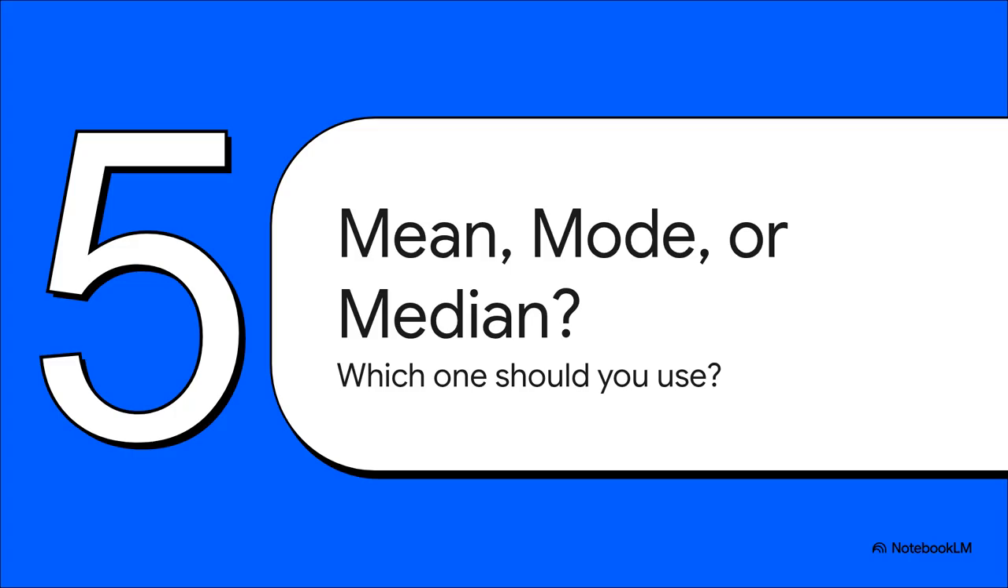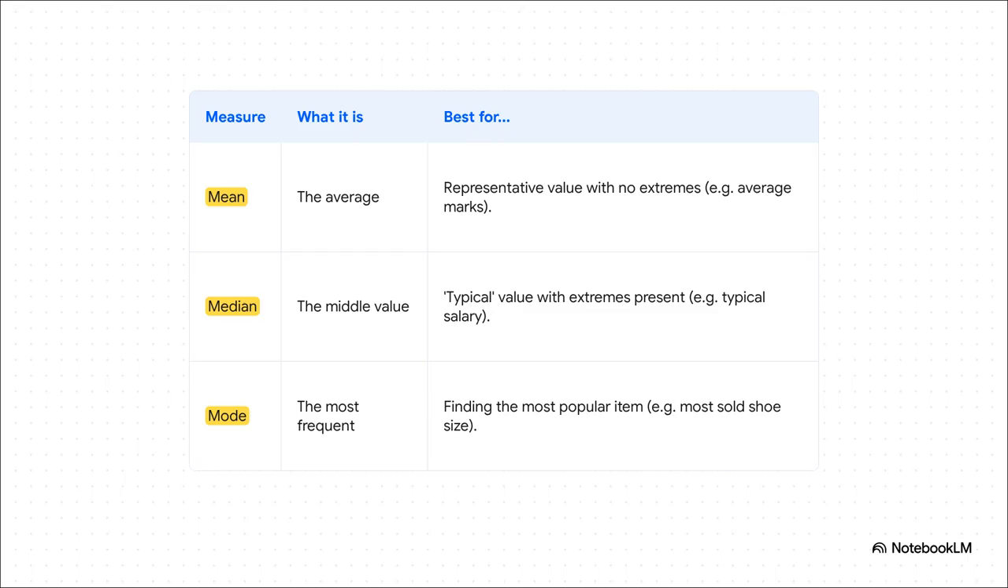But the big question is, which one should you use and when? Well, the choice really depends on what exactly you are trying to find out. It's actually quite simple. You use the mean when you want a balanced average, like for student marks where all scores are important. You use the median when there are some extreme values, like finding the typical salary in a company where the CEO earns crores of rupees, which would otherwise mess up the average.